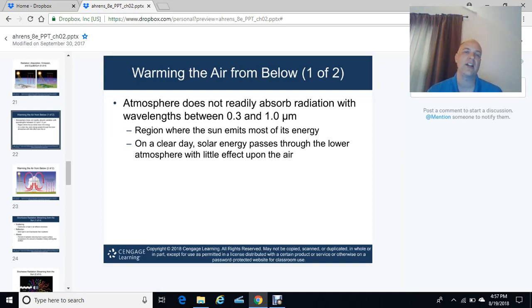So I want you to think of the atmosphere with the gaseous compositions that we talked about with nitrogen, oxygen, the greenhouse gases. That readily allows the shortwave solar radiation from the sun to just reach down to the Earth's surface. That's all you need to take away from this particular slide.